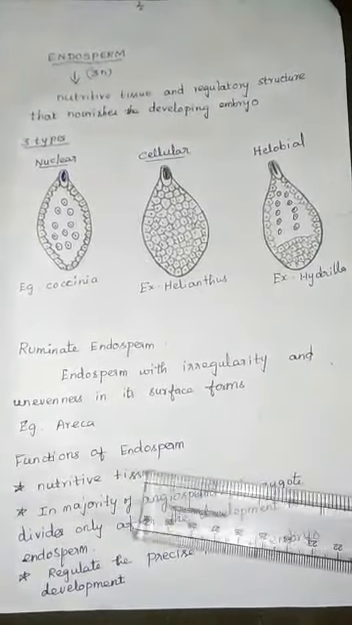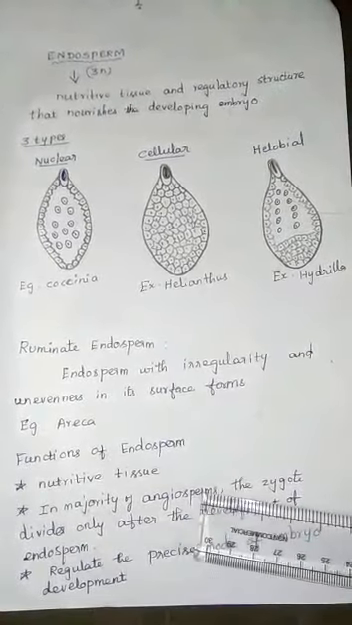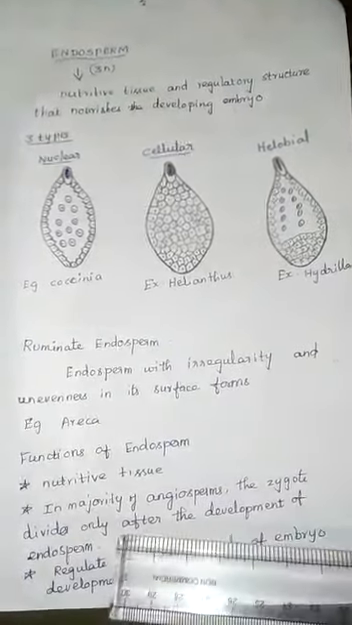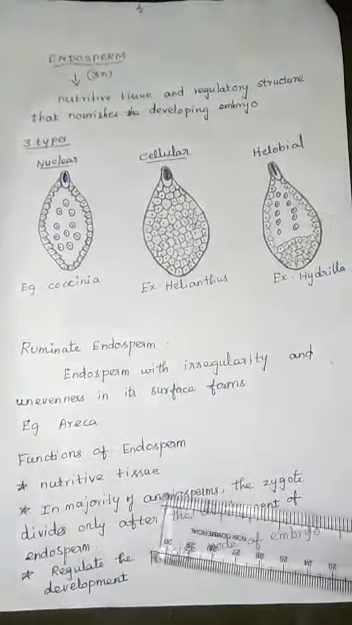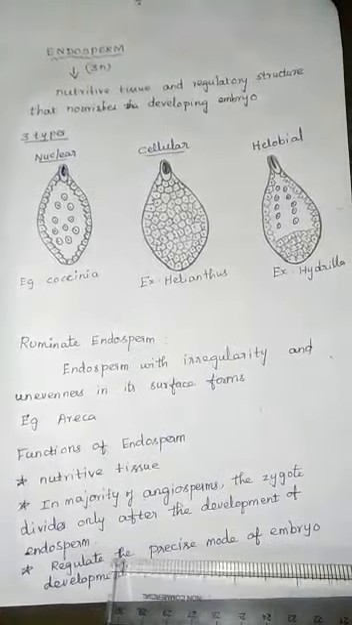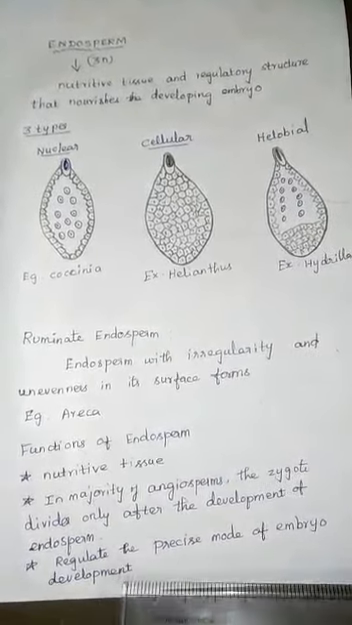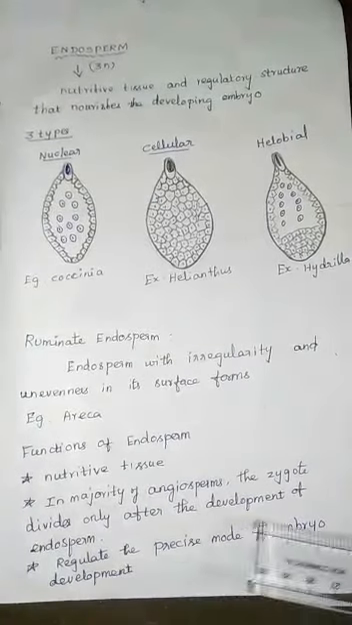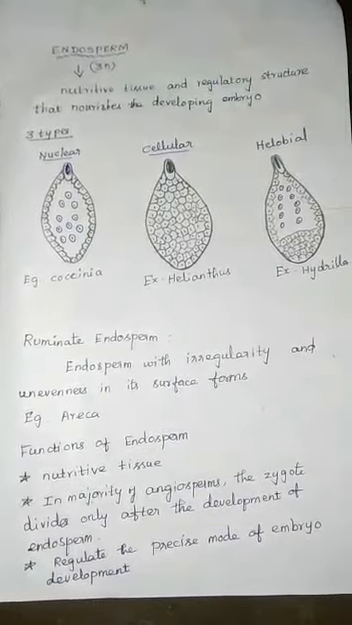Here are the functions of endosperm. It's a nutritive tissue for the developing embryo. In the majority of angiosperms, the zygote divides only after the development of the endosperm. I said that first itself. Then it will regulate the precise mode of embryo development. So these are the functions of endosperm.